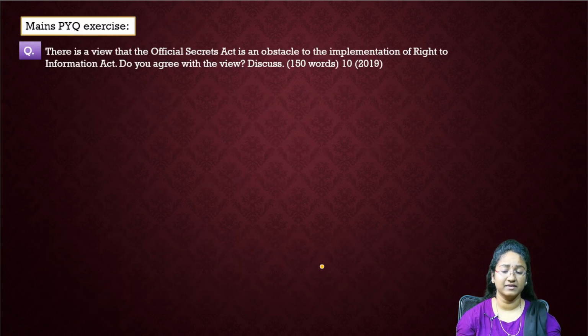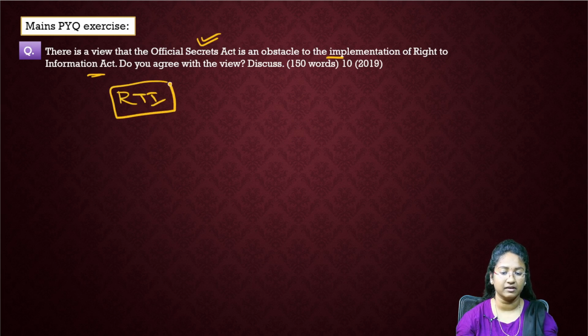Coming to the mains previous year question, there is a view that Official Secrets Act is an obstacle to the implementation of Right to Information Act. So RTI is one topic which is important from our exam point of view for UPSC and other exams. So do you agree with the view? Discuss. This question was given back in 2019. So this is regarding our Official Secrets Act and then RTI, right?